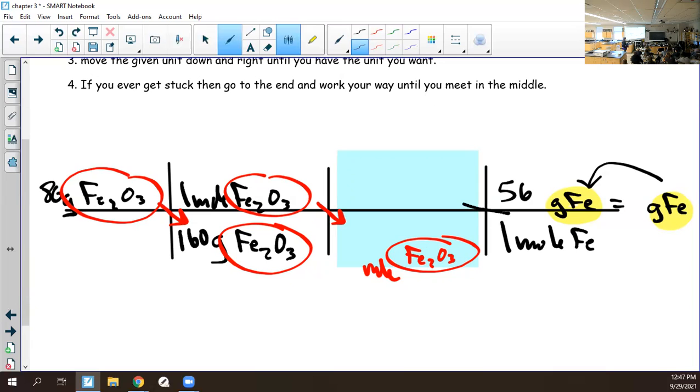So tell your partner what must come up here. What unit? Mole of Fe. Okay, now there are numbers that come here. Tell your partner where you find the ratio of coefficients.